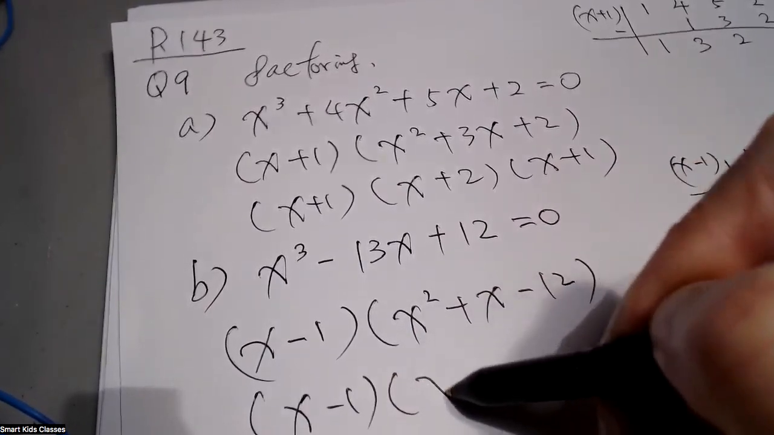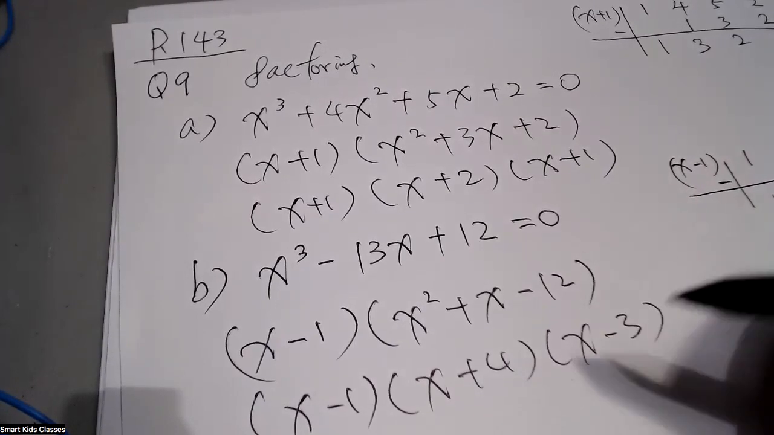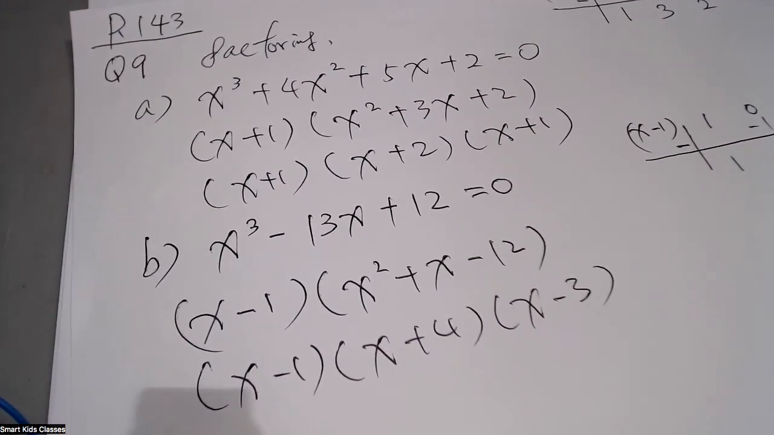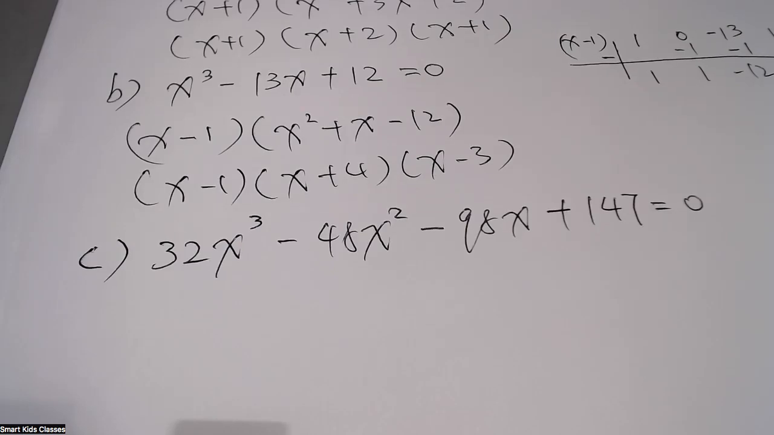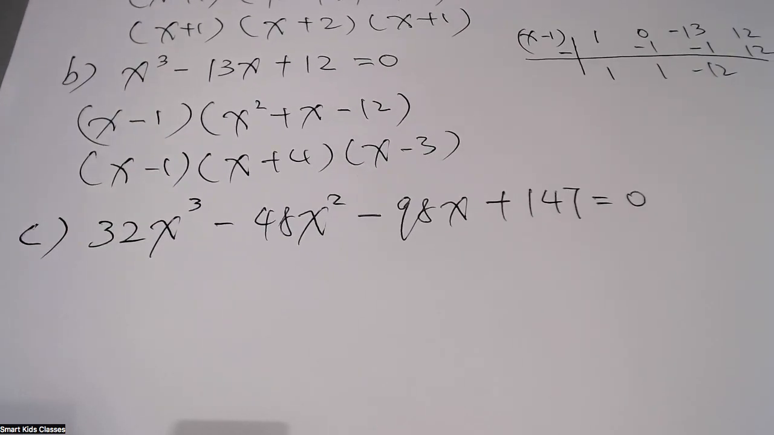x minus 1, so x plus 4, and times x minus 3. So it's fully factored. So for C, it is a very huge number to look for a factor.